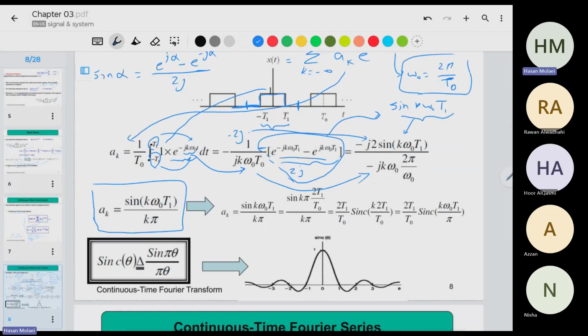We can define it with another function which we call sinc. Sinc theta is sine of pi theta over pi theta. You can change this definition or notation. You can show it like this one or this one, it doesn't matter, up to you. And the function of sinc is something like that. As you can see, it's going to damp when it goes to minus and positive infinity.